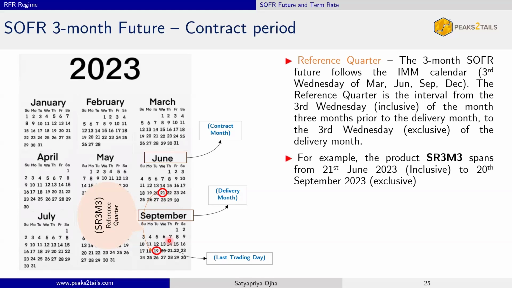But please just understand how we infer what they call the reference quarter, because it's a 3-month period. How do we infer the start date and end date? It's the third Wednesday of the contract month, including that date, inclusive. And the third Wednesday of the delivery month, which is exclusive. We don't include 20. The last trading date is still 19. So that is what you have to remember.